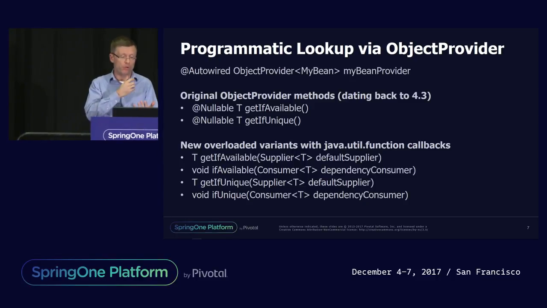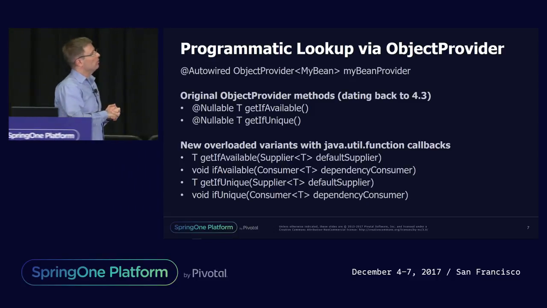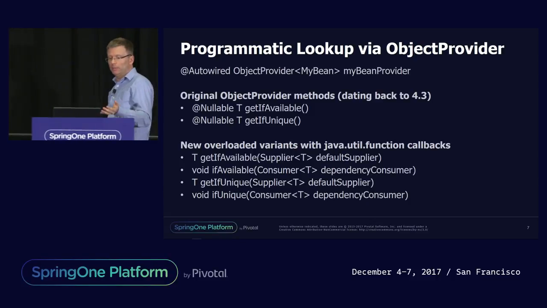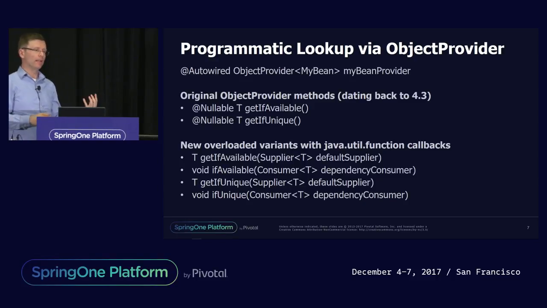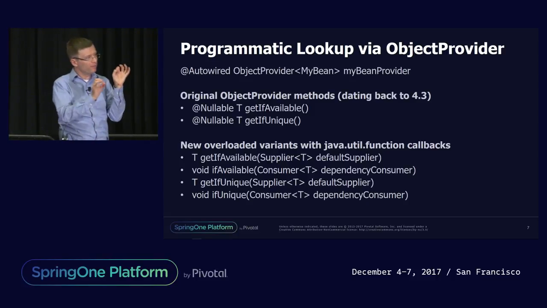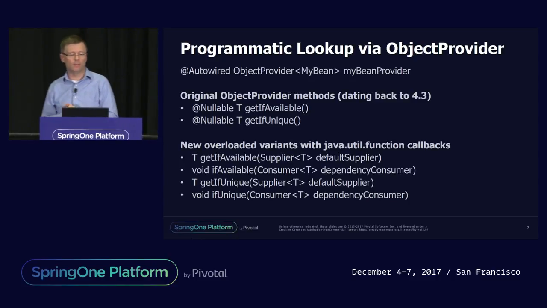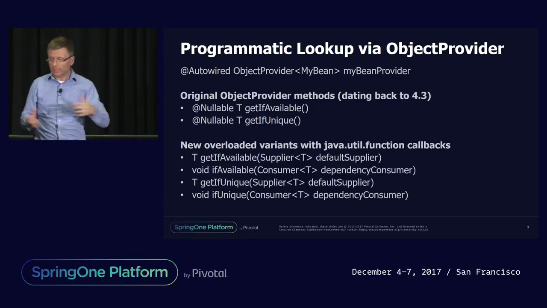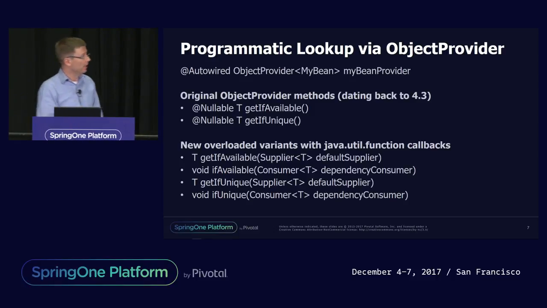You can always freshly resolve a prototype instance. And you can request an object under certain conditions, like give me the object if actually available, null otherwise. Give me the object if it's unique, and null otherwise. So if there's only one of them. If there are several, I don't care. I only want to have it if there's one clearly identifiable single object of that type in the application context. The traditional getIfAvailable and getIfUnique methods are nullable. Now they're actually explicitly nullable, but they were already returning null before if the object couldn't be found.